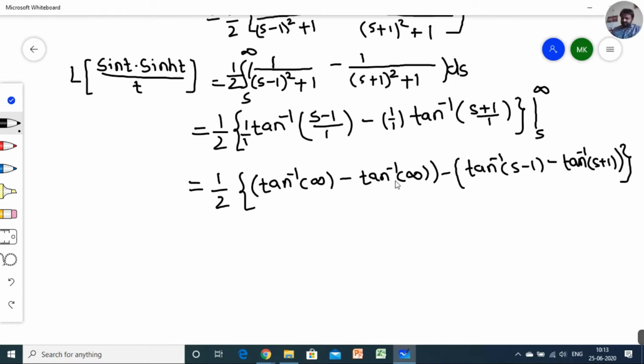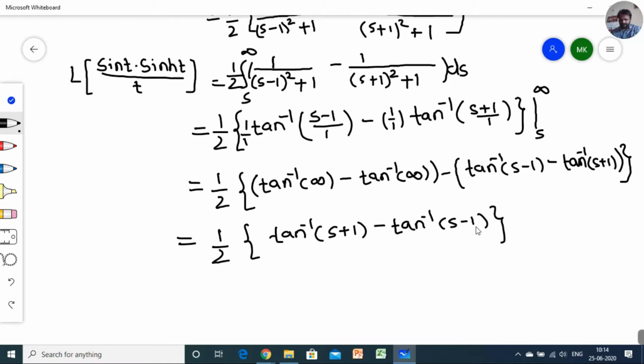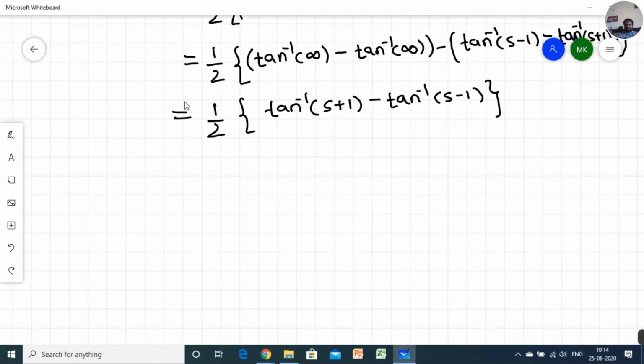So this part is by default 0, and I apply this minus sign in this bracket, so you will get 1 by 2 tan inverse of s plus 1 comes in front because minus into minus becomes plus, and minus tan inverse of s minus 1. So this is our Laplace transform of sin t into sin hyperbolic t divided by t, or the division by t theorem. Now the next one is what we have to use, that is whatever is given in the question.